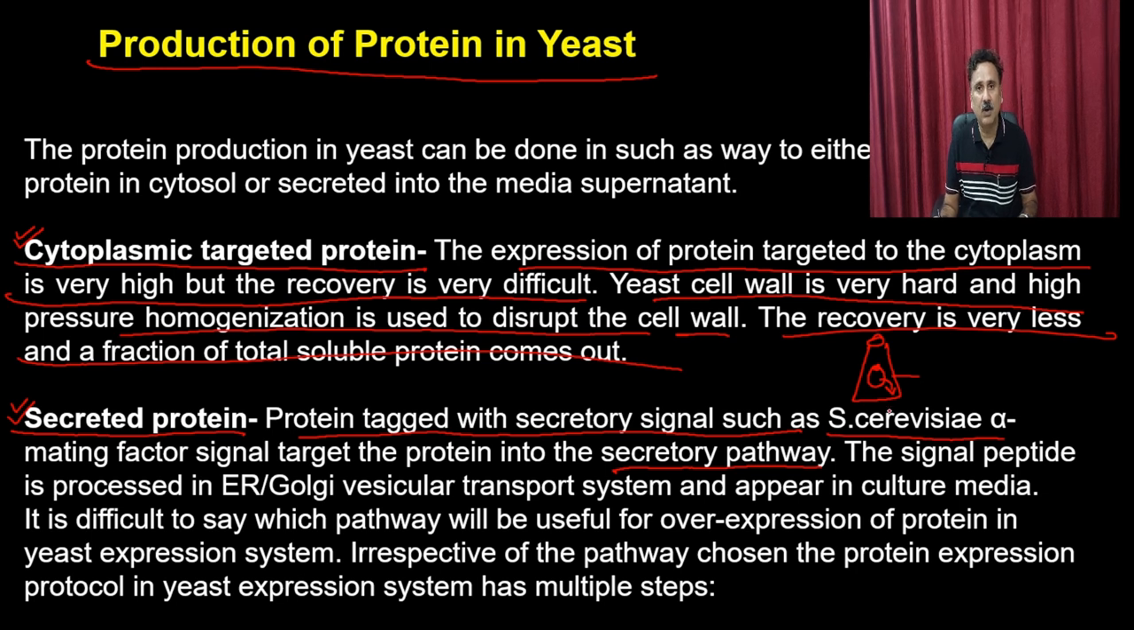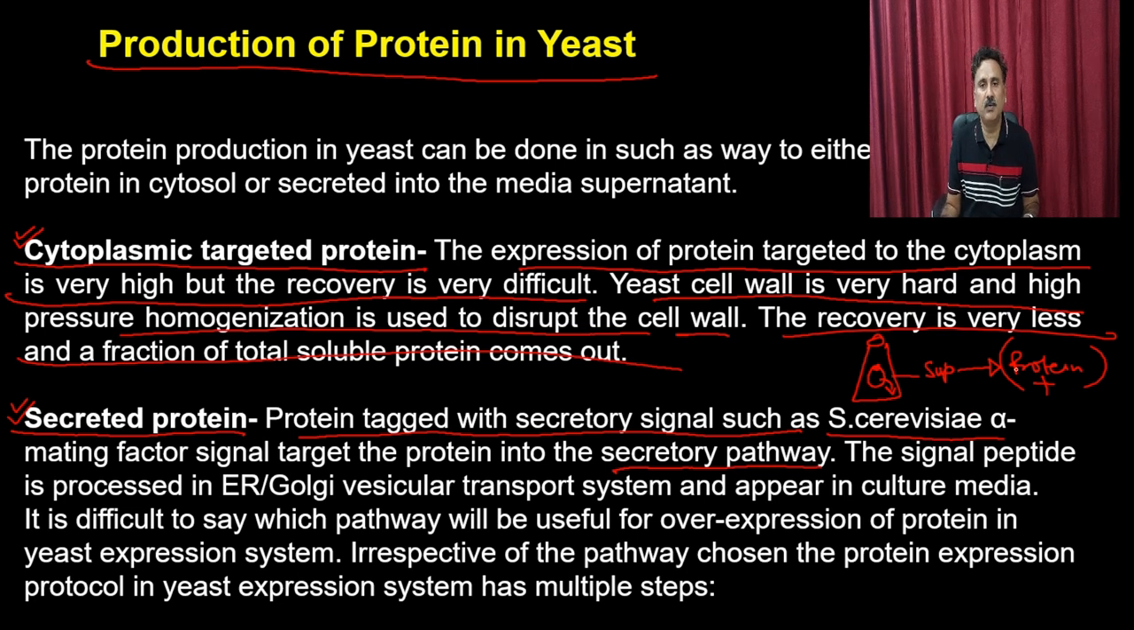So if you spin down and remove the yeast, you are going to collect the supernatant from this. It is going to have the protein which you are overexpressing. Along with this, you may have some minor components of yeast proteins also, which are also secreted.